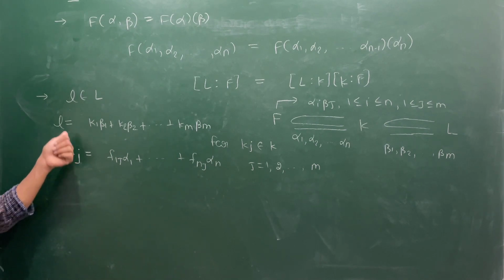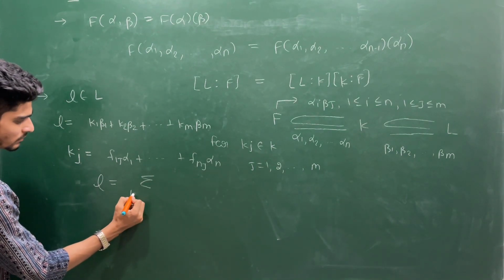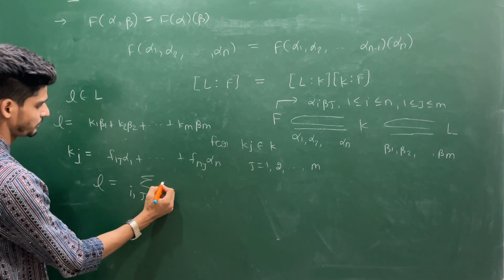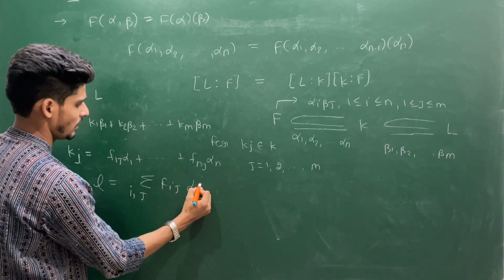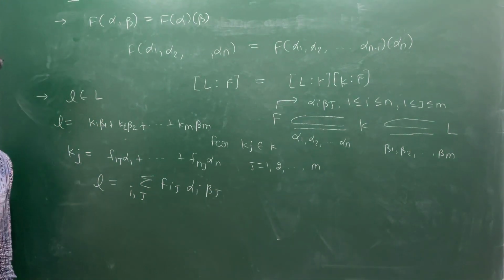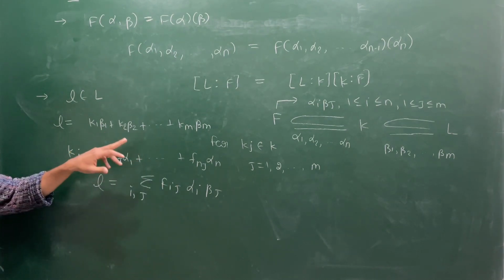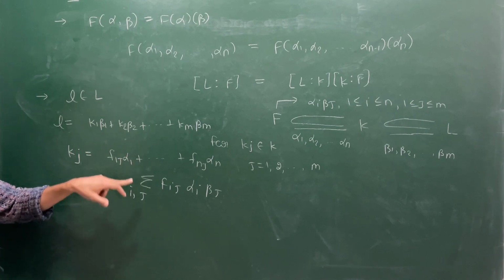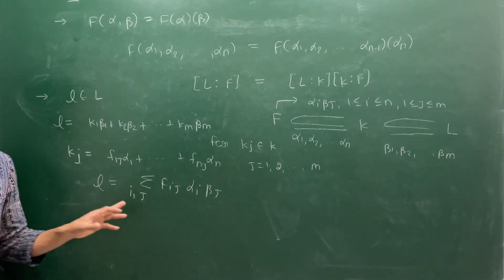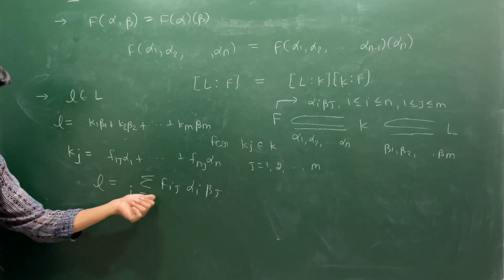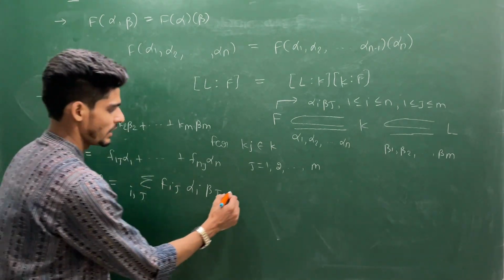You can insert your kj here, then you will have l equal to the summation over i, j of fij alpha i beta j, or you can write it explicitly also. If you insert k1, then you will have this into beta 1, then in k2 you will insert this. So I am writing this summation over i comma j, that means this summation is a double summation. This is varying over i and j. So you can vary first i, then you operate j.